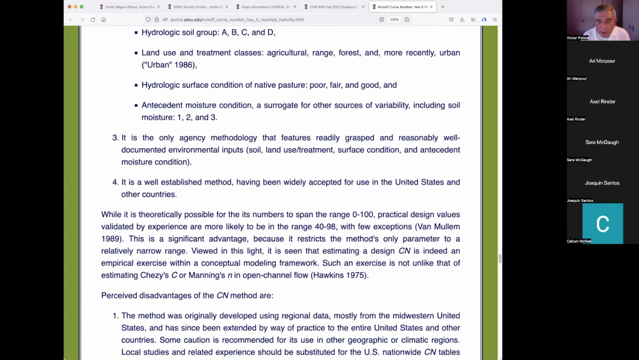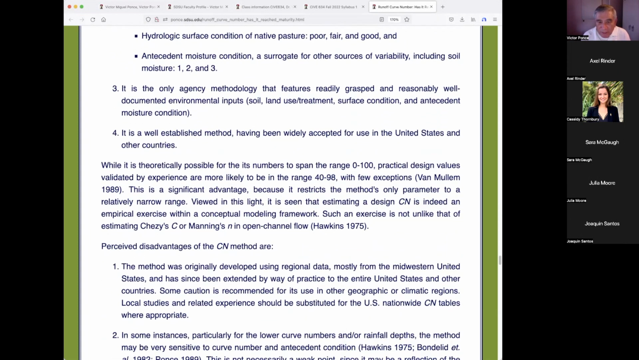The only agency methodology that features readily grasped and reasonably well-documented environmental inputs. That's true. A well-established method, widely accepted for use in the United States and other countries. The curve number method is used worldwide, globally is the word. Everywhere you go, you're using the curve number.